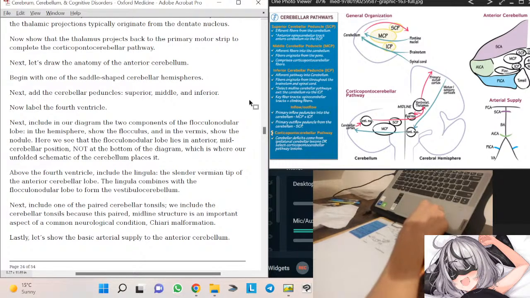Above the fourth ventricle, include the lingula, the slender vermian tip of the anterior cerebellar lobe. The lingula combines with the flocculonodular lobe to form the vestibulocerebellum.